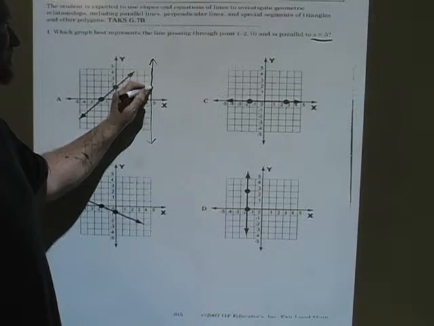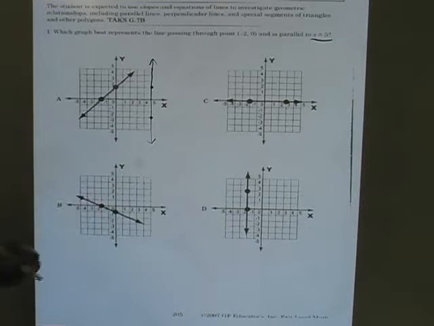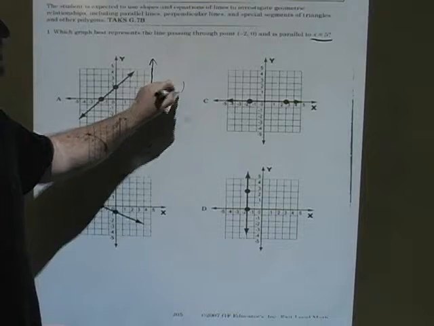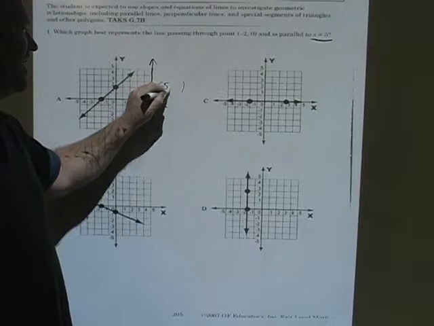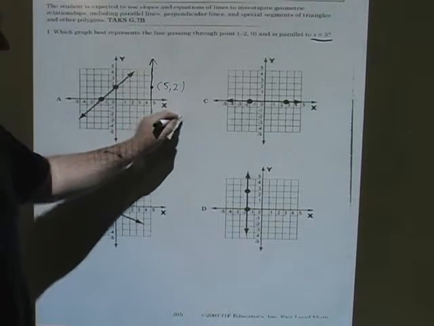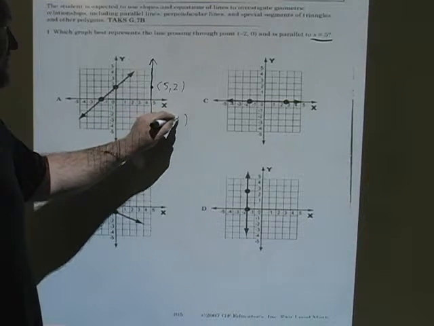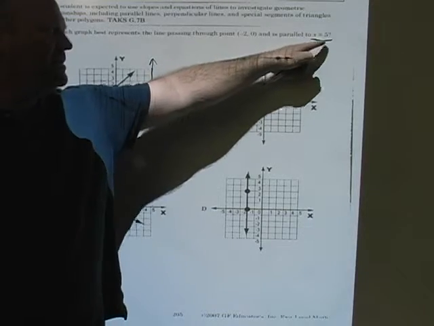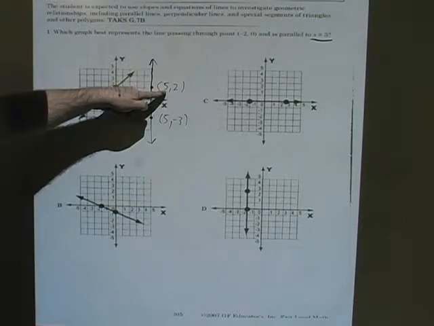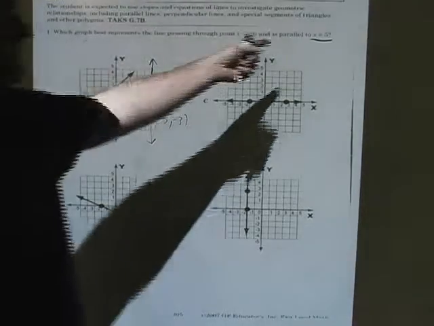In other words, if I picked any point on that line, I'm going to pick these 2 points right here, and put in the coordinates for those 2 points. That would be (5, 2). This would be (5, -3). No matter what point I pick on that line, look what's going to be true. x equals 5. And look at it. x equals 5. x equals 5. So that's what that means.